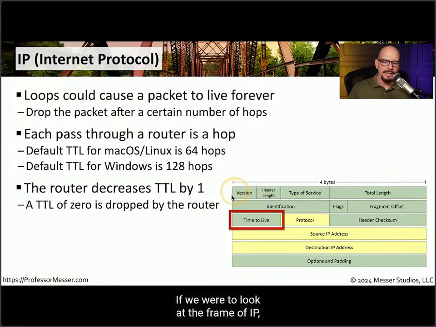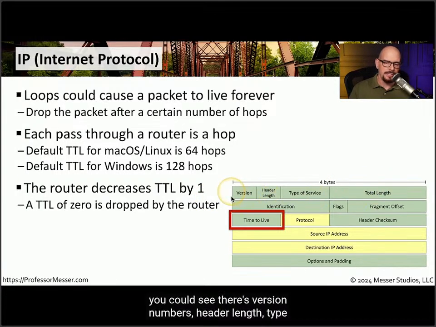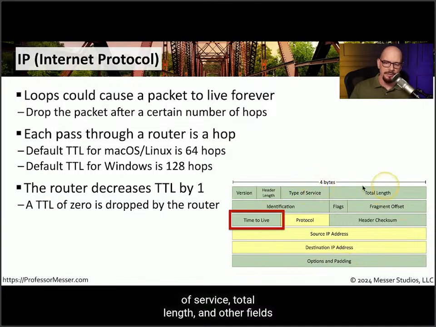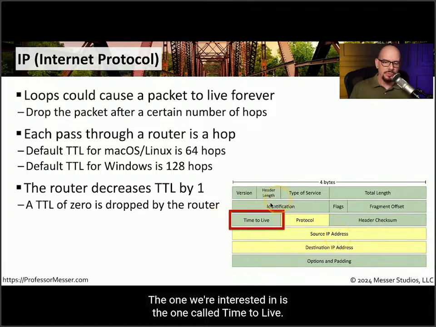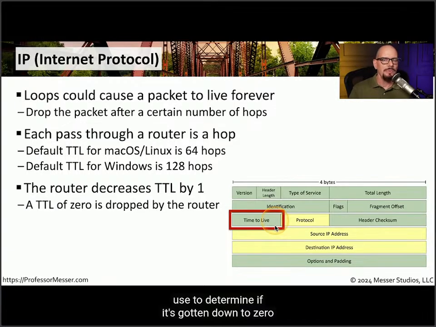If we were to look at the frame of IP, you can see there's version numbers, header length, type of service, total length, and other fields within the IPv4 header. The one we're interested in is the one called time to live, and that's the one that the router will use to determine if it's gotten down to 0 and if it should discard this packet from the network.